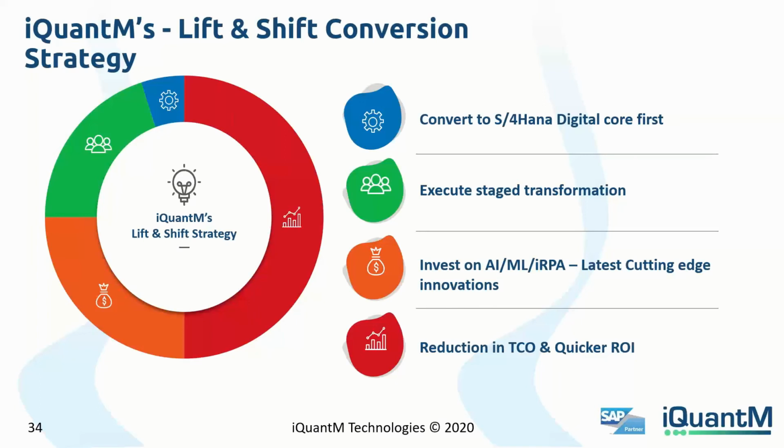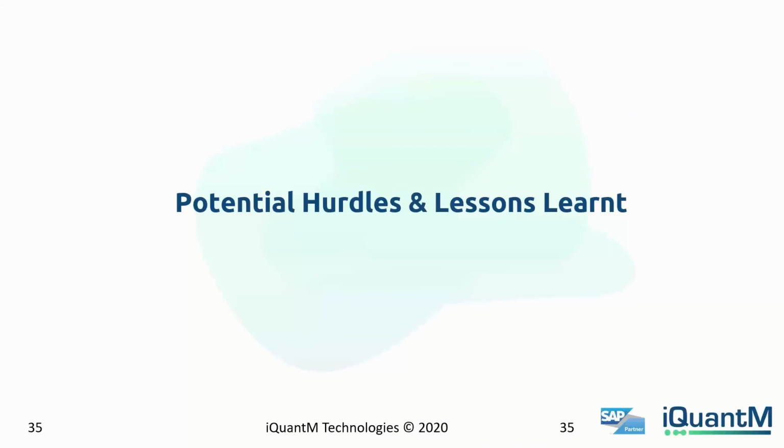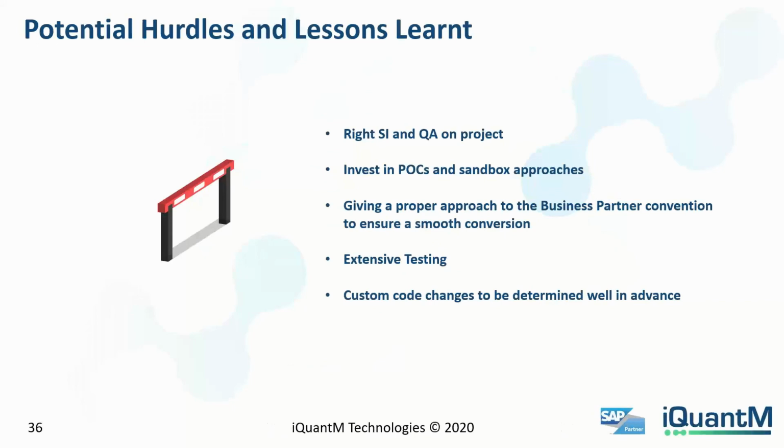Okay, moving to the last few slides, which is just the potential hurdles and lessons learned. This just talks about what we've seen from our experience with working on all these projects. What are the things you need to zero in on to succeed in your conversion? The very first one there is to make sure you have the right choice of SI. A wrong choice of SI will just take you on the long road. But the right choice of SI, and especially quality assurance specialists like iQuantM on that project, will guarantee you success.